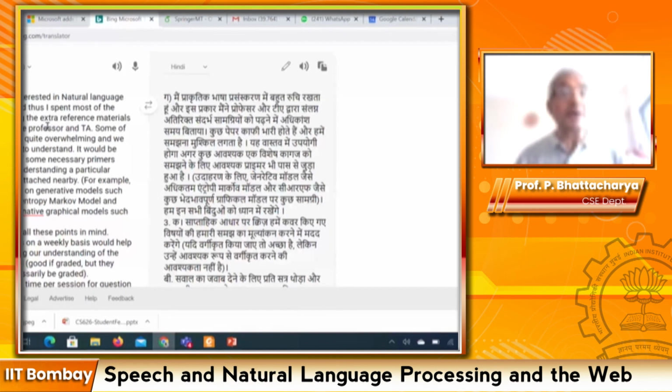And this is from one of the student feedbacks. I'm very interested in natural language processing, and as I spent most of the time in reading the extra reference materials attached by the professor and TA, some of the papers are quite overwhelming and we find it difficult to understand. It would be really helpful if some necessary primers required for understanding a particular paper are also attached nearby.